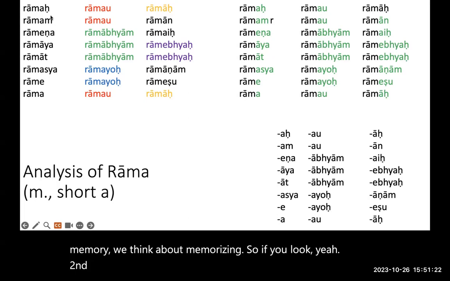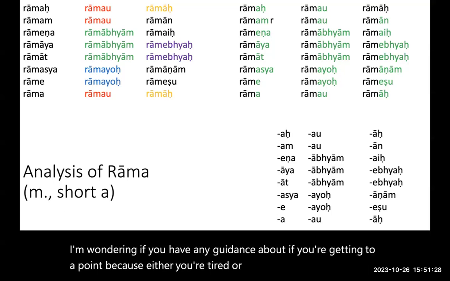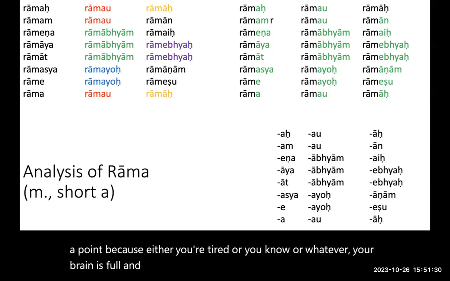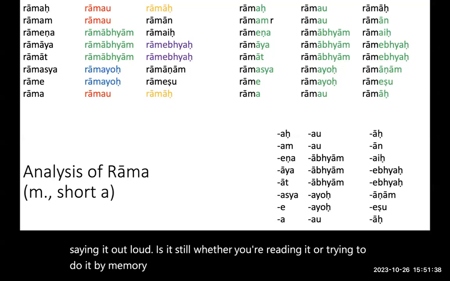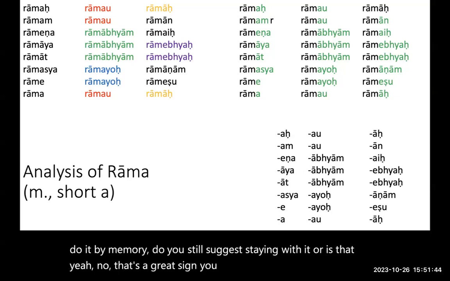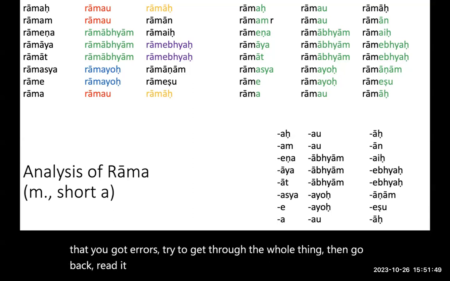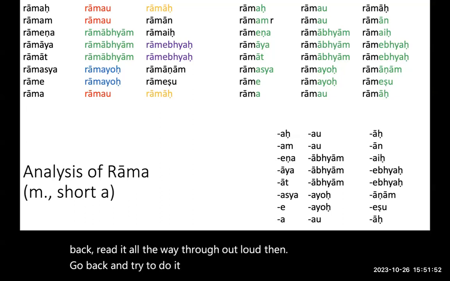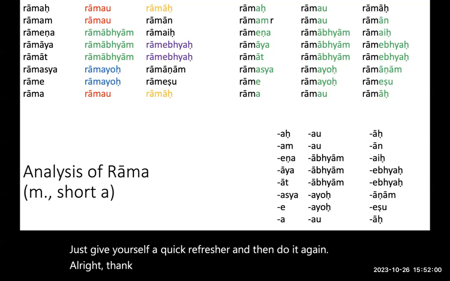I'm wondering if you have any guidance about if you're getting to a point because either you're tired or whatever, the brain is full and you're noticing mistakes as you're saying it out loud, whether you're reading it or trying to do it by memory. Do you still suggest staying with it, or is that a sign? Oh yeah, that's a great sign. You stay with it. When you're noticing that you got errors, try to get through the whole thing, then go back, read it all the way through out loud, then go back and try to do it without reading it. Just give yourself a quick refresher and then do it again. All right, thank you. Yeah, that seems to be the best way for me.